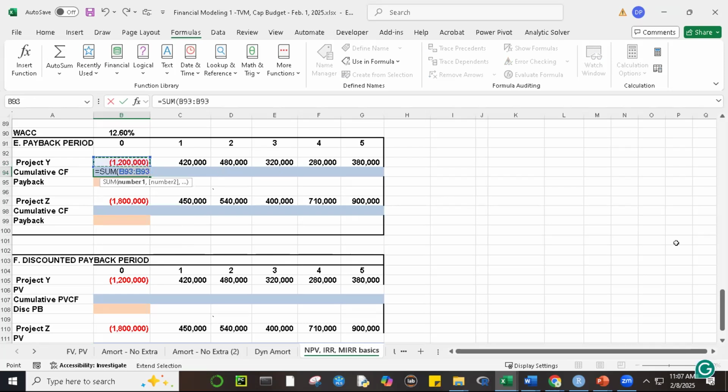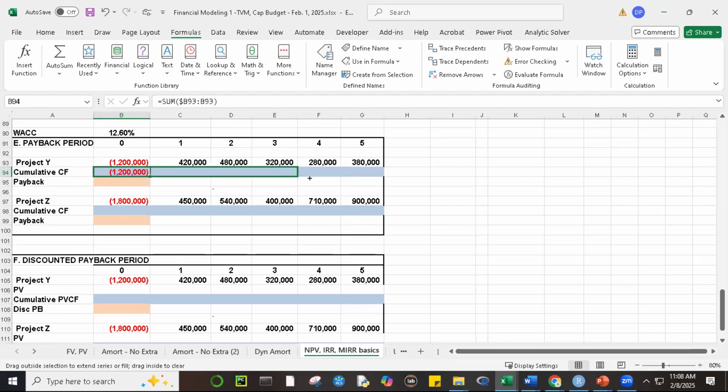We now have B93 up to B93. So we can now copy this to the right, but fix this one. I'm going to fix this one. Okay, F4, just letter B, okay? Just letter B because when we copy to the right, we're not changing the row position. You don't have to fix 93. Okay, sum of B93 to B93 is still 1, 2.